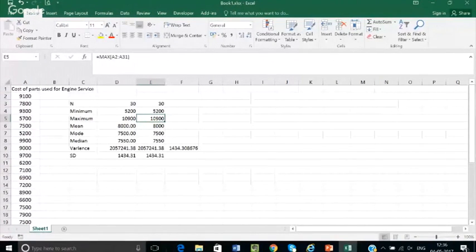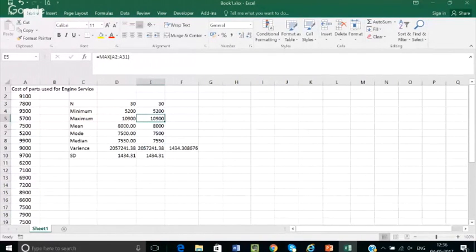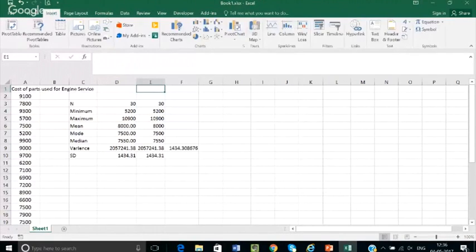But in software like SPSS or R, if you click on descriptive statistics, it will give the entire descriptive statistics, along with many other descriptive statistics, for that data. In Excel we have to do it in this way. In addition to this, we can also use graphical representation.